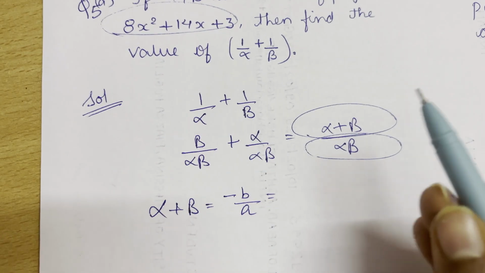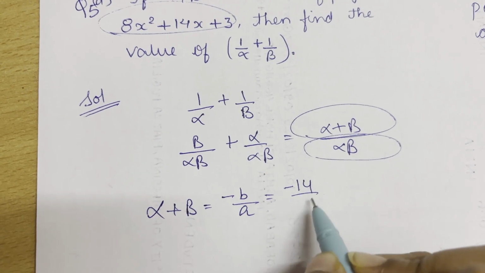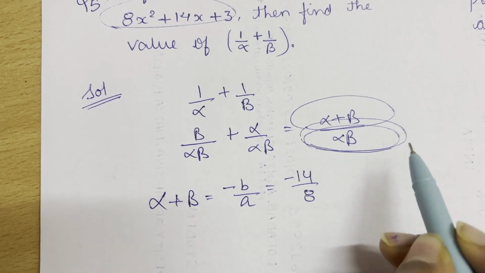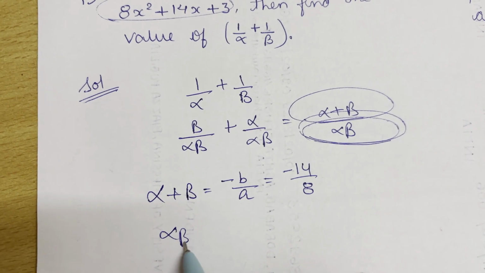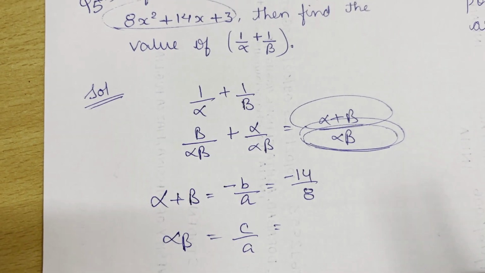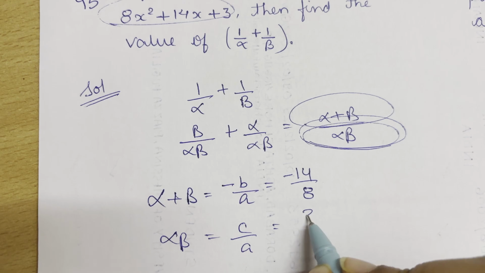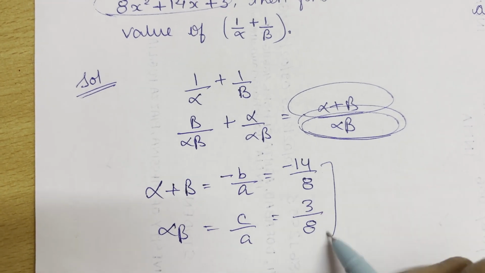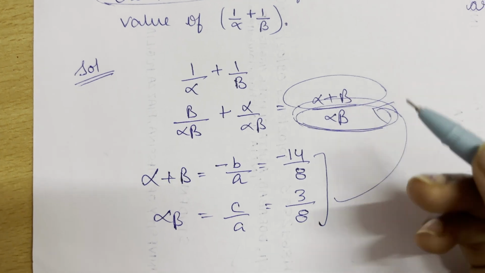So from this equation we get minus 14 by 8. Am I correct? And the value of alpha beta: alpha beta is equal to C by A. So from this equation we can interpret the value of C by A as well. C is 3 and A is again 8. And we can put these two values in this equation.